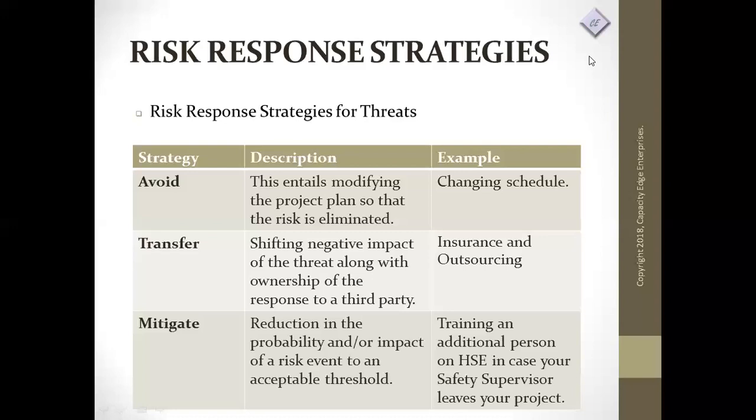Then the last one is mitigate. For mitigate, we want to either reduce the probability of the threat occurring or reduce its impact or reduce both the probability and impact of the threat occurring. So we either want to reduce the probability of the threat occurring, or if it occurs, we want to reduce its impact. Better still, we can attempt to reduce both probability and impact of the threat.